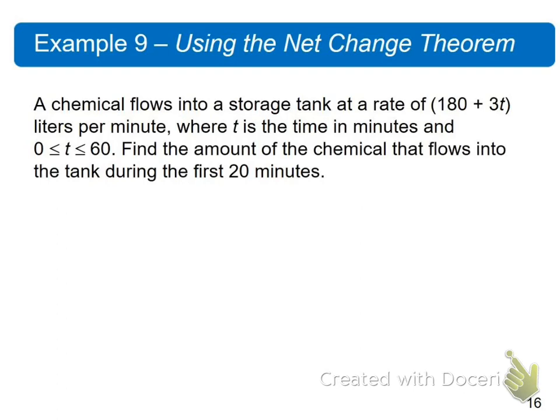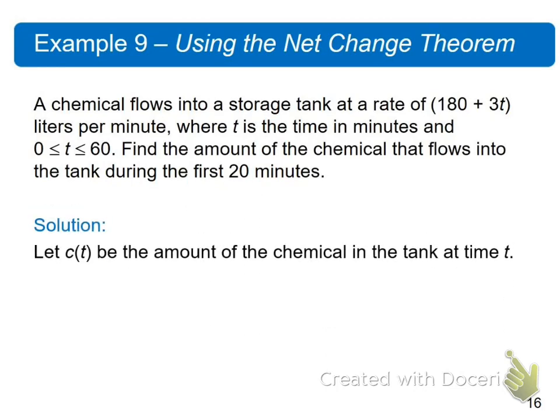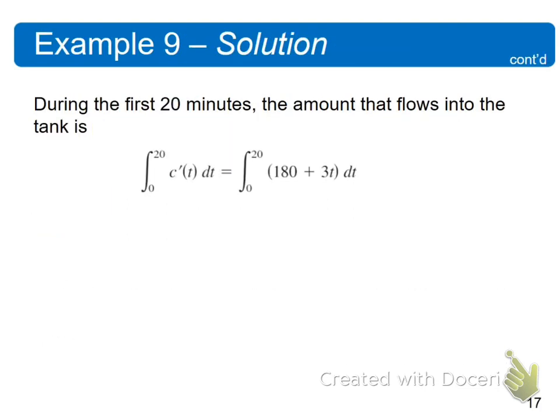So, let's talk about net change. A chemical is flowing into a storage tank at a rate, and I give this to you, of 180 plus 3t liters per minute. Notice how it says liters per minute, because that's a rate. Derivatives are rates, where t is the time in minutes from 0 to 60. Find the amount of the chemical that flows into the tank during the first 20 minutes. So all I'm going to do is set it up from 0 to 20 of that rate, 180 plus 3t dt.